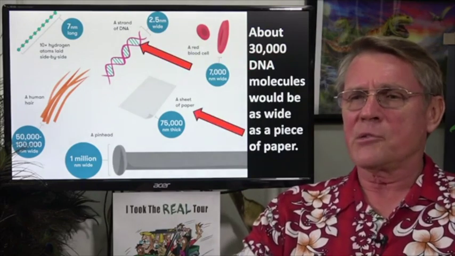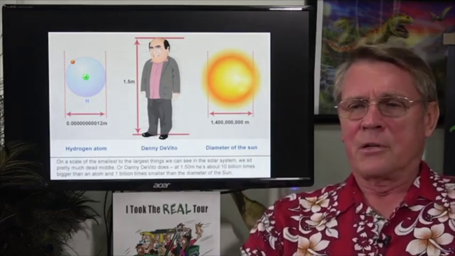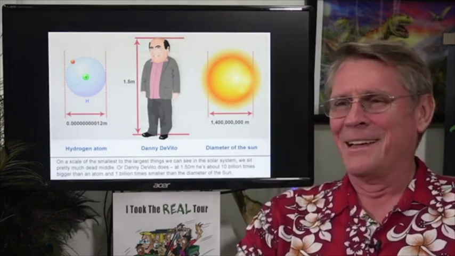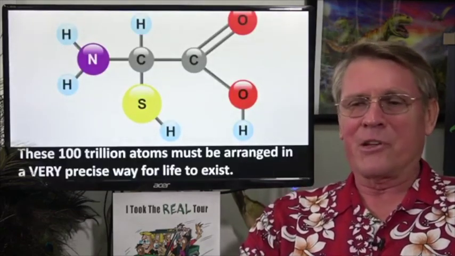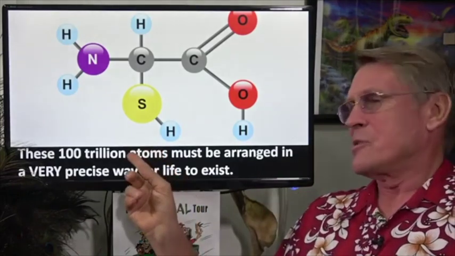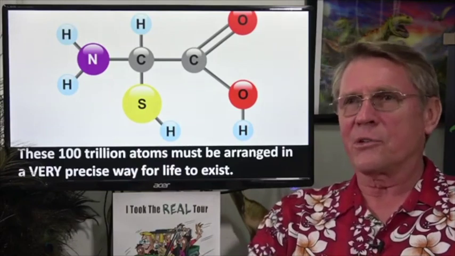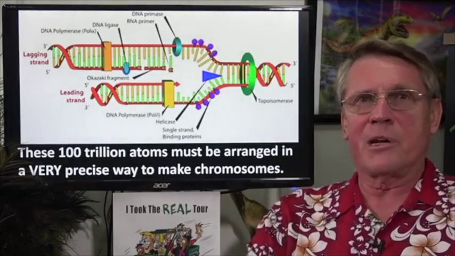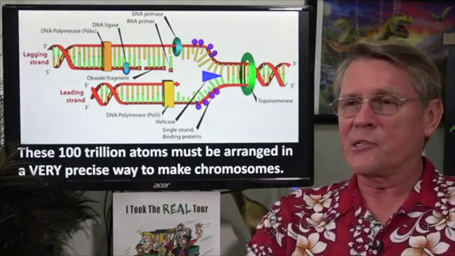Okay. Piece of paper. An atom compared to Danny DeVito, compared to the diameter of the sun. Molecules are really complicated by themselves. There are 100 trillion atoms. They have to be arranged in a very precise order, too, for life to exist. Now, these 100 trillion atoms have to be in a real amazing order to let life exist.